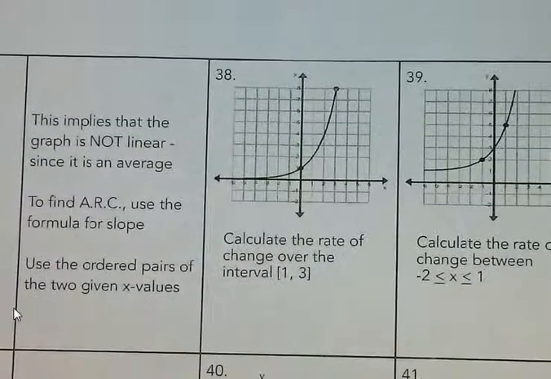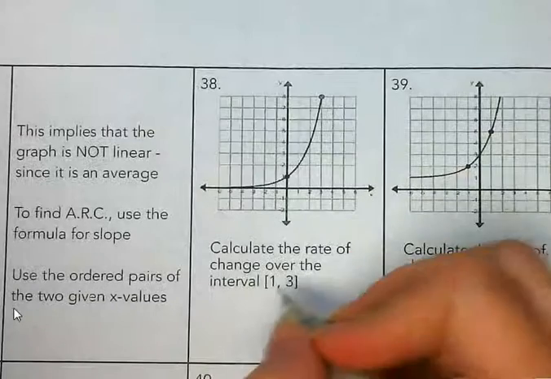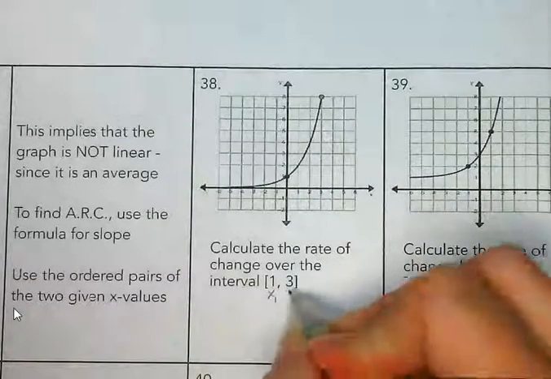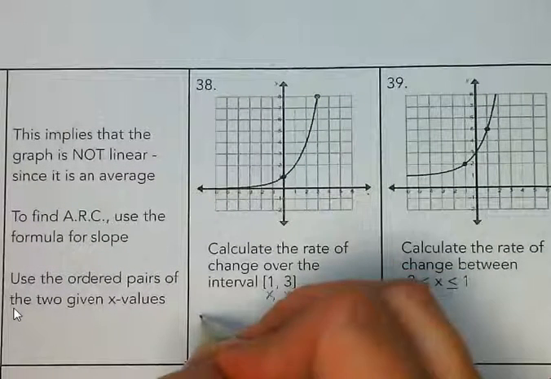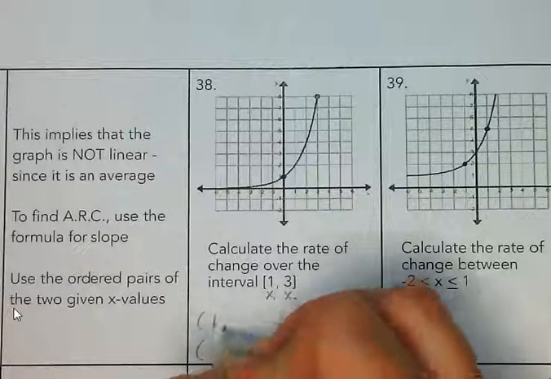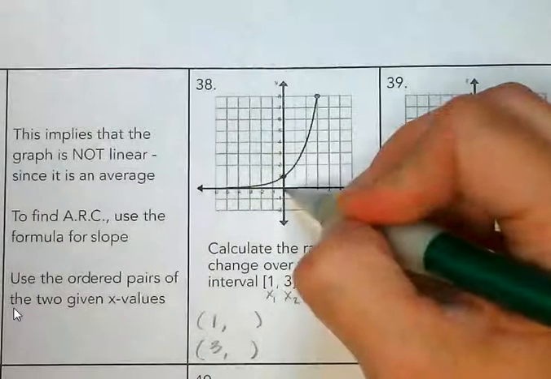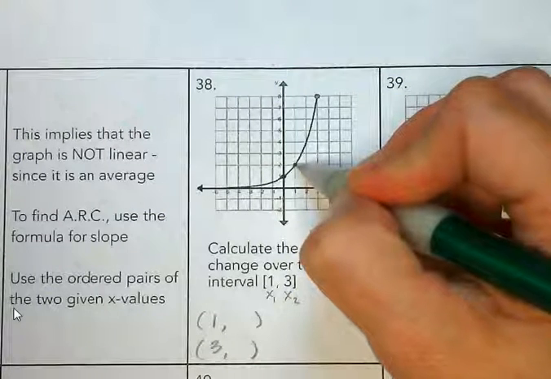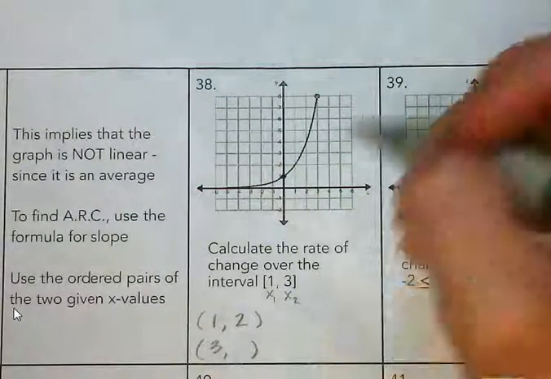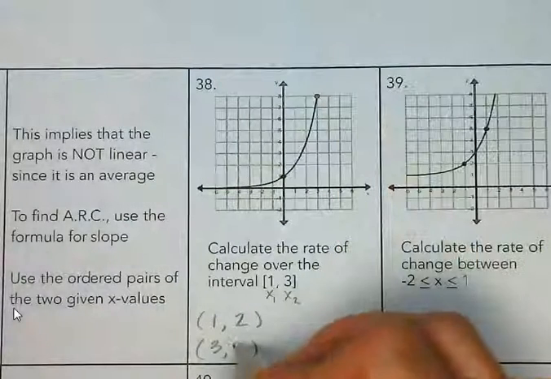Calculate the rate of change over the interval 1 to 3. So these are 2 x values. That's the first x, and that's the second x. So what I need to do is figure out what my ordered pairs are. I know it's 1 something and it's 3 something. So the point at x is 1 looks like 1, 2. And for 3, it looks like it's at 3, 8.